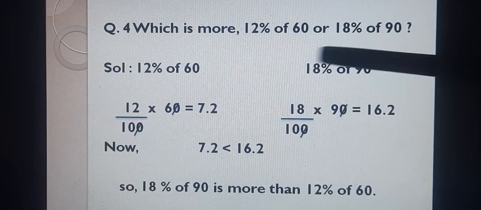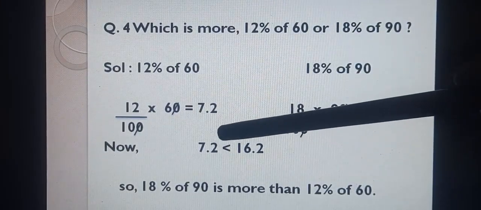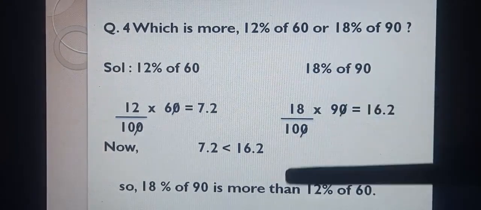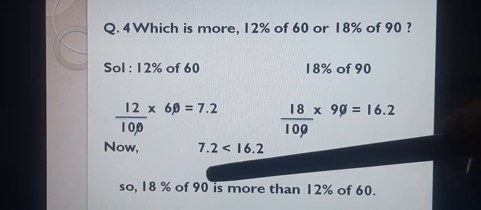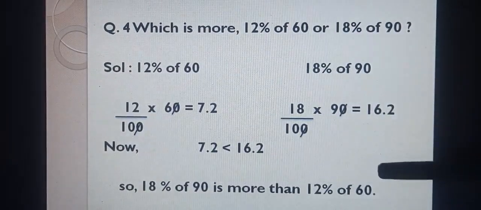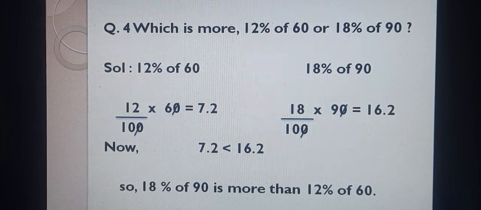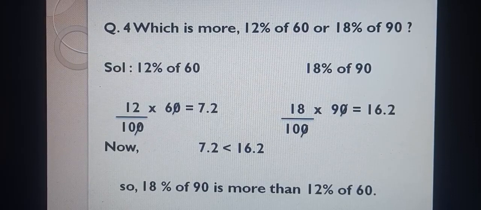Now comparison is there. 7.2, 16.2. 7.2 is less than 16.2. So which is more? 16.2 is more. So 18% of 90 is more than 12% of 60. Right? Have you got all the answers correct? If yes, very good. If no, you have to do correction work and do practice also.